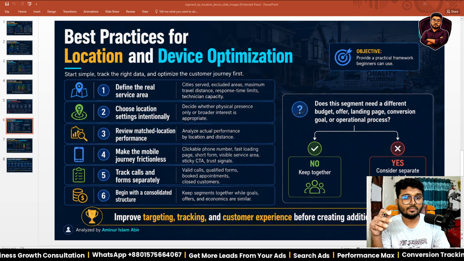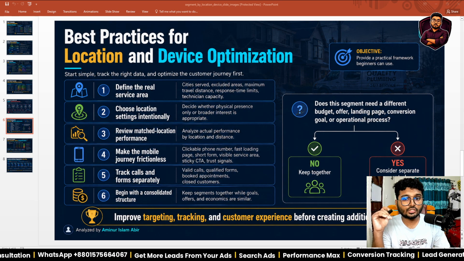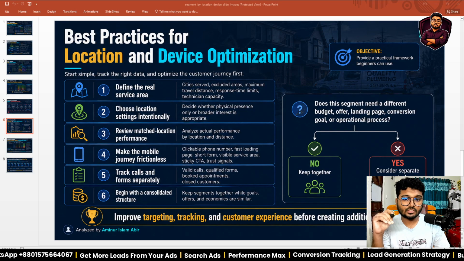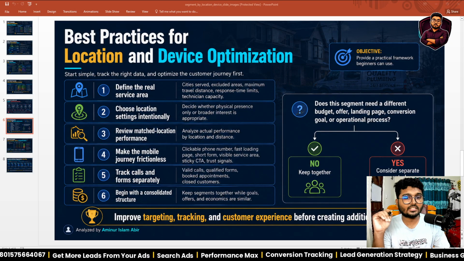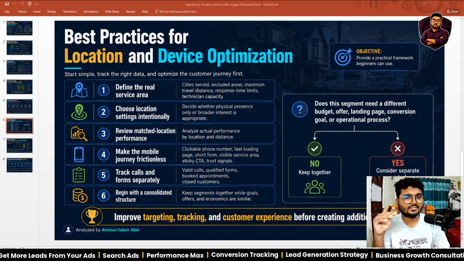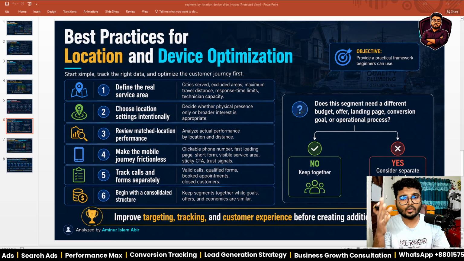The sixth step is begin with a consolidated structure. Keep location and device together while they share the same budget, offer, goal, team, and budget economics. Use this practical decision question: does this segment need a different budget, offer, landing page, conversion goal, or operational process?